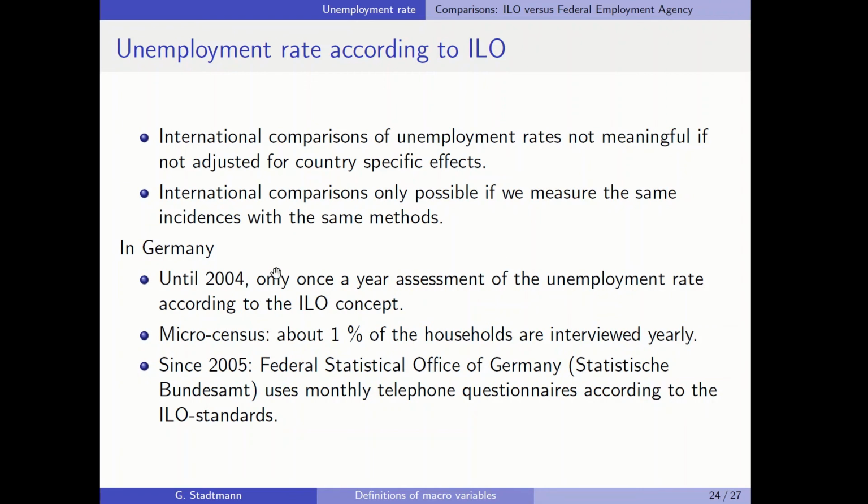In Germany, until 2004, an assessment based on the ILO concept occurred only once a year. So when you look at unemployment numbers according to the ILO concept before 2004, you don't find them on a monthly basis, but only on a yearly basis. The Statistical Office used the so-called microcensus, where about 1% of all German households are interviewed yearly. But since 2005, the Federal Statistical Office, the Statistisches Bundesamt, uses monthly telephone questionnaires according to the ILO standard. So from 2005 onwards, you'll find monthly data.